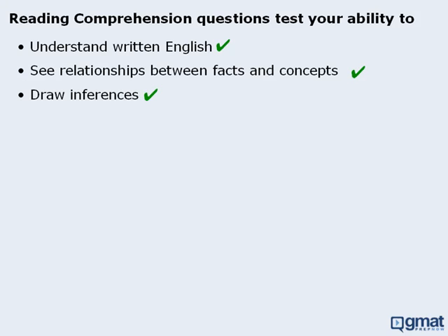Finally, reading comprehension questions test your ability to draw inferences. In other words, you must be able to determine what conclusions can be drawn from the information presented in the passage. Now, all of this should seem reasonable. For students to perform well in a graduate program, they should be able to understand written English, see the relationships between facts and concepts, and they should be able to draw inferences based on what they have read.